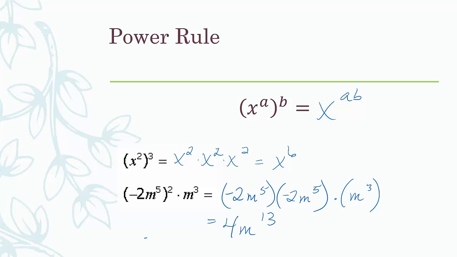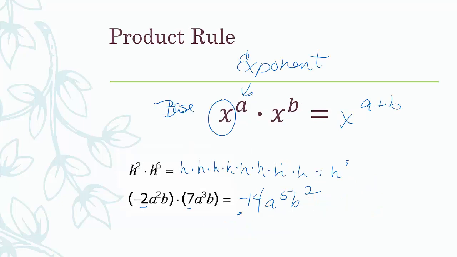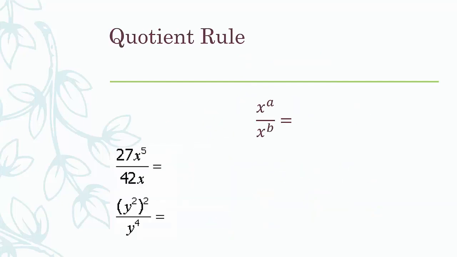Now, when we're looking at the quotient rule, remember what quotient means. Quotient is division. With the product rule we're doing multiplication, so we're adding. For the quotient rule, we're going to subtract. So that becomes x to the a minus b. Okay?